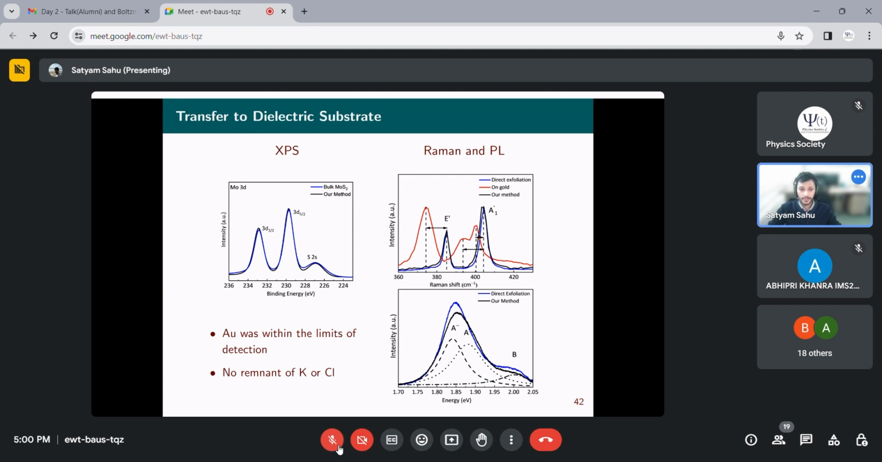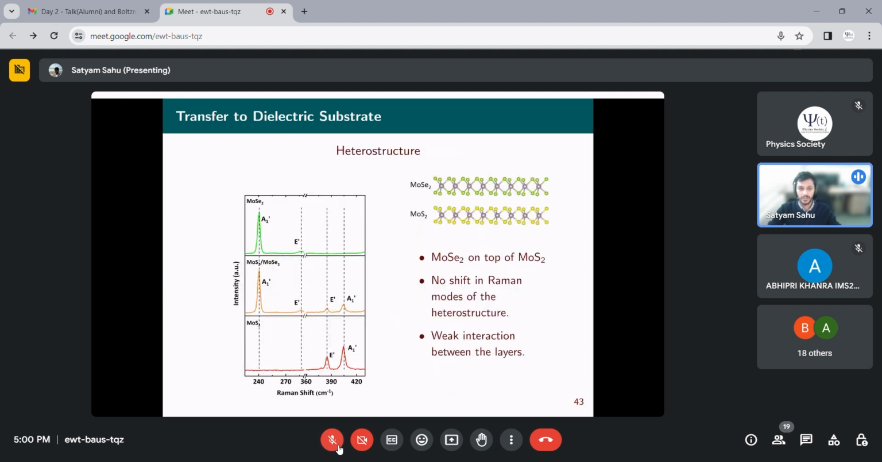Then we also made a heterostructure. So we stack two different layers. We took first MoS2, and then on top of it we dropped MoSe2. So molybdenum sulfide, and then on top of it we had the molybdenum selenide. And then we tried to see the vibrational properties of that system.